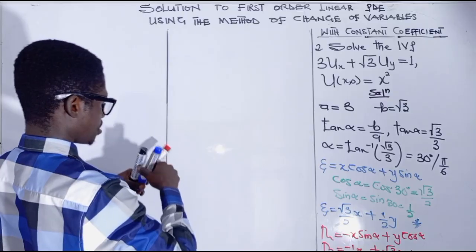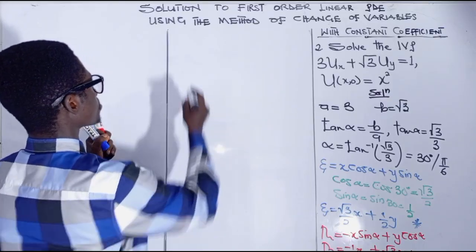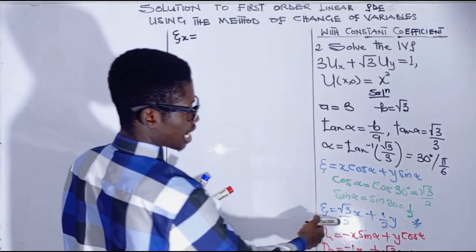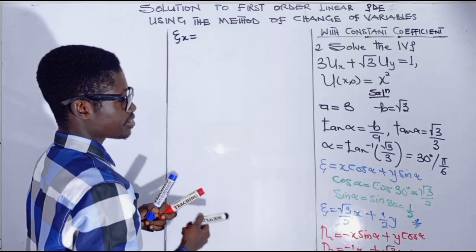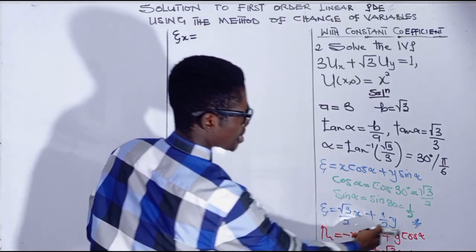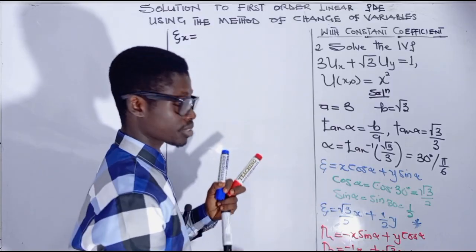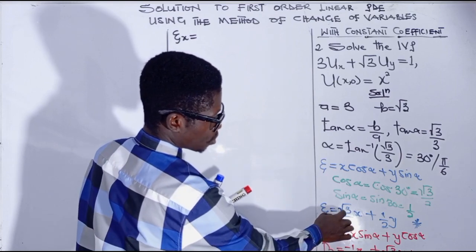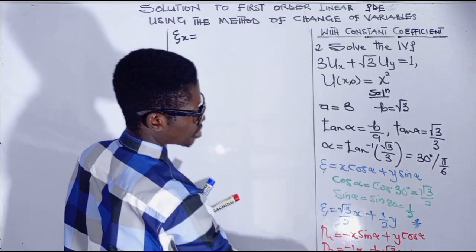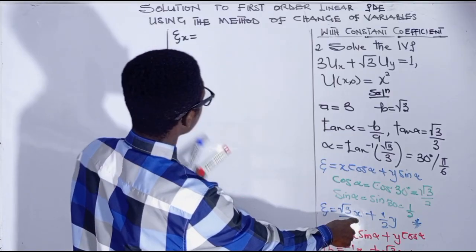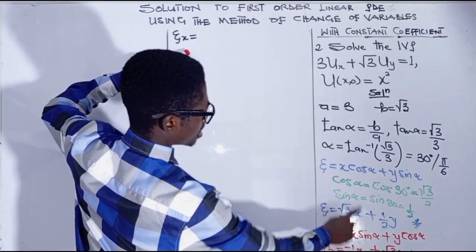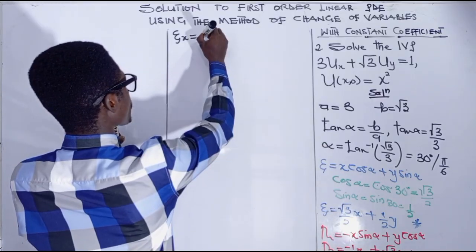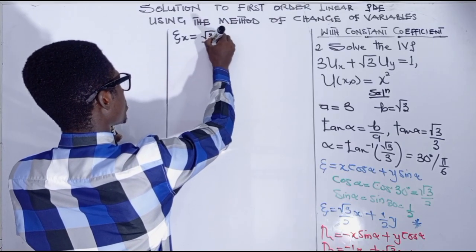So we have xi with respect to x. It means we are going to differentiate xi with respect to x. When we are differentiating xi with respect to x, any function of y becomes a constant, and whenever we differentiate a constant, we get 0. So the whole of this will give us 0, and we are left with this. When we differentiate root 3 over 2 x with respect to x, we get root 3 over 2, because the derivative of x with respect to x is 1, and 1 times root 3 over 2 gives us root 3 over 2. So we have root 3 all over 2.